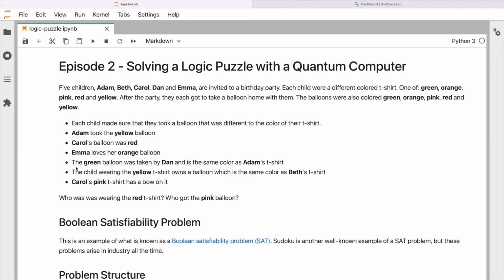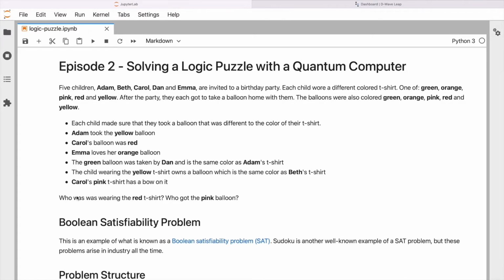And so we have a number of clues to our puzzle. Here are the clues. Each child makes sure that they took a balloon that was different to the color of their t-shirt. Adam took the yellow balloon, Carol's balloon was red, Emma loves her orange balloon, the green balloon was taken by Dan and is the same color as Adam's t-shirt. The child wearing the yellow t-shirt owns a balloon which is the same color as Beth's t-shirt. And finally, Carol's pink t-shirt has a bow on it.